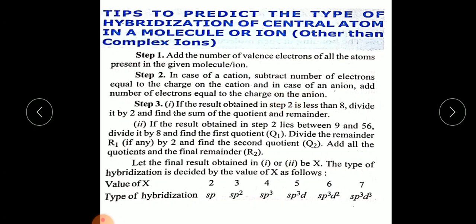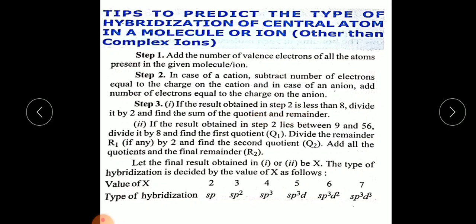Now in step 3, number 1: if the result obtained in step 2 is less than 8, whether it is a cation or an anion, divide it by 2 and then find the sum of the quotient and remainder. So you need to divide by 2 and find the sum of quotient and remainder.